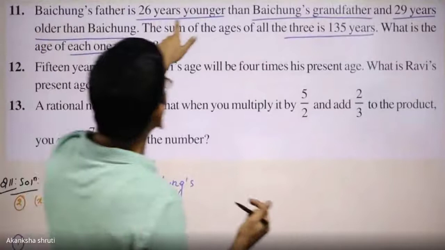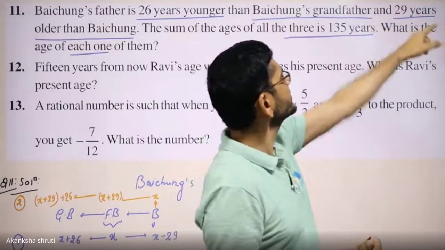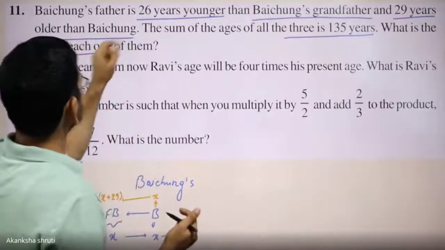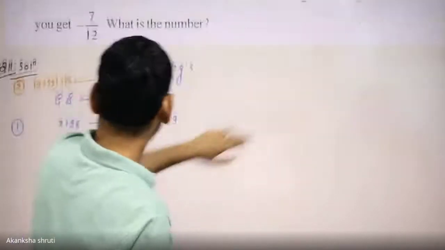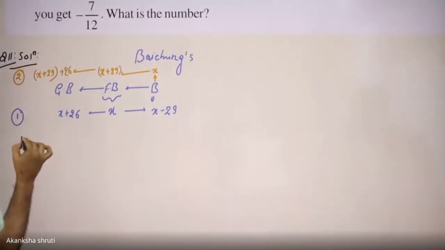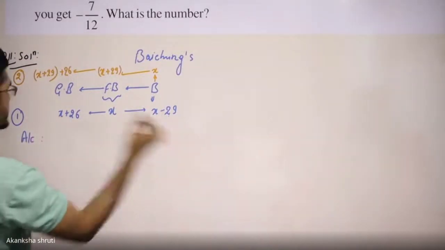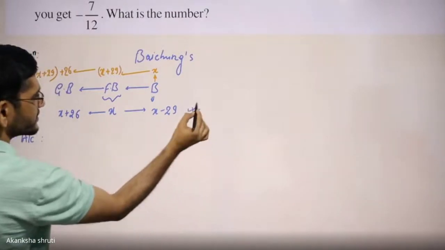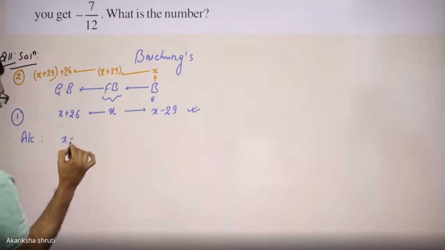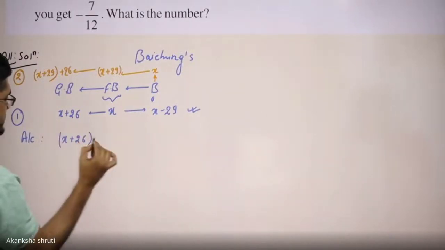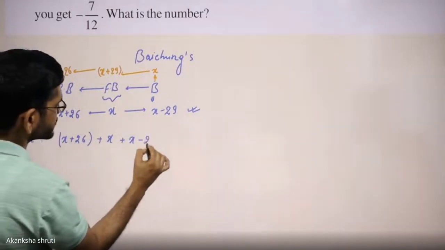So we have concluded that Bechung's father is 26 years younger than Bechung's grandfather and 29 years older than Bechung's. The sum of the ages of all the three, what shall we write according to the question? Let me consider this method, students, the one we have written in blue. So x plus 26 plus x plus x minus 29.